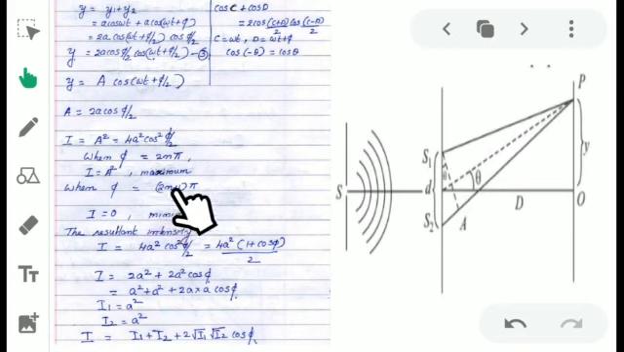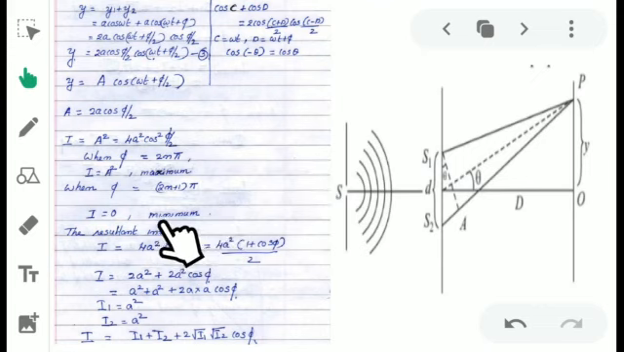Minimum intensity. Then you can see that here n is equal to 0, that means it is coming pi, that is cos pi by 2, that is equal to 0. Cos 3 pi by 2 is 0. Here the n value is from 0 to infinity.